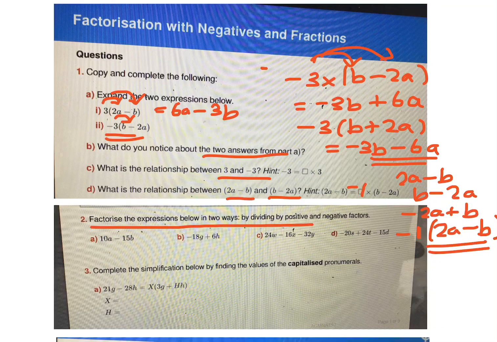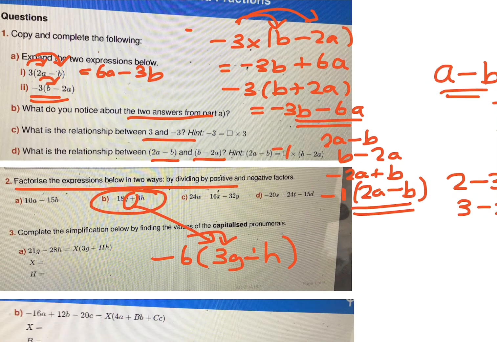Okay, factorise these expressions. Now I just want to focus in on the one that has the minus. So when there's a minus there, you must take the minus out the front. So you've got 18 there and 6. So 6 goes into both of those. G and H, there's no common factor. So minus 6 times 3G gives you minus 18G. Minus 6 times H, so you want to get a plus in the middle there. A minus times a minus is a plus. So you've got to change that sign in the middle. So when you take the minus out, change the sign in the middle.